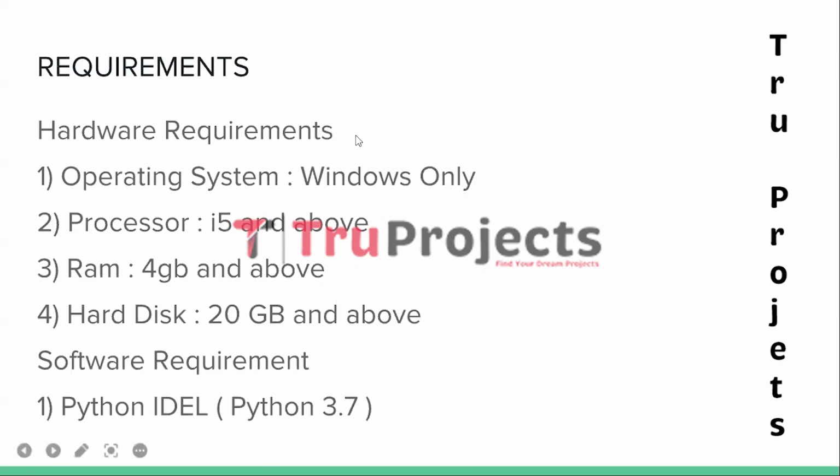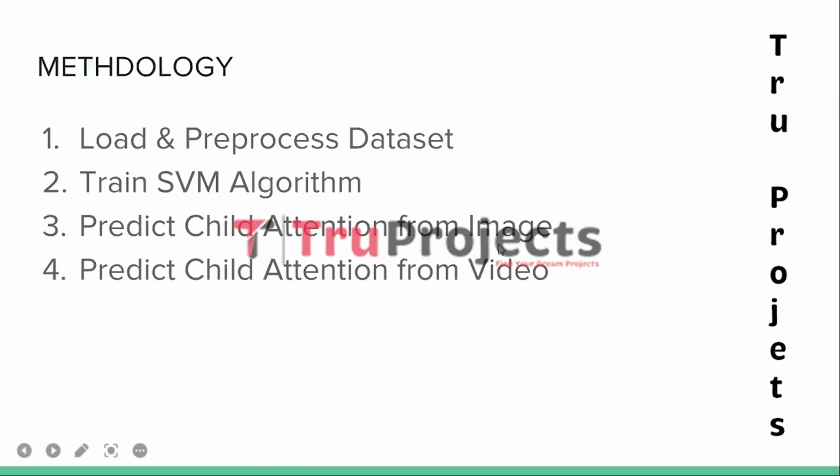These are the basic requirements that are needed to build this project. Hardware requirements are operating system as Windows, processor of i5 and above, RAM of 4 GB and above, hard disk of 20 GB and above. Software requirement is Python IDLE with version 3.7. These are the modules that are developed to implement this project.